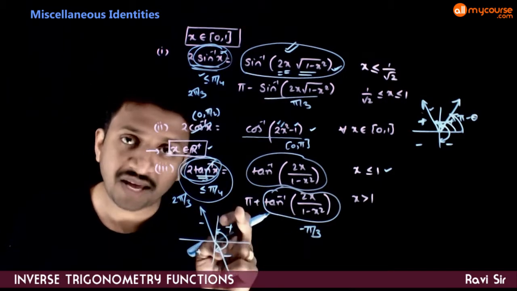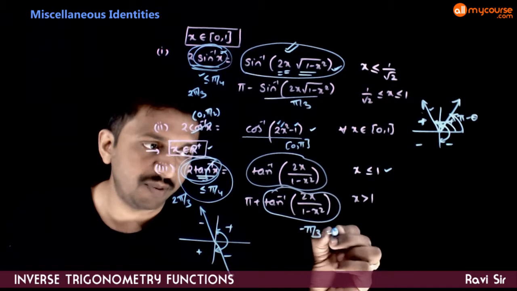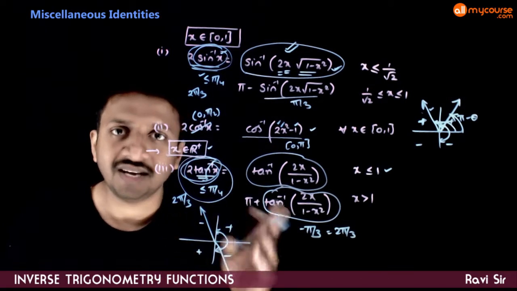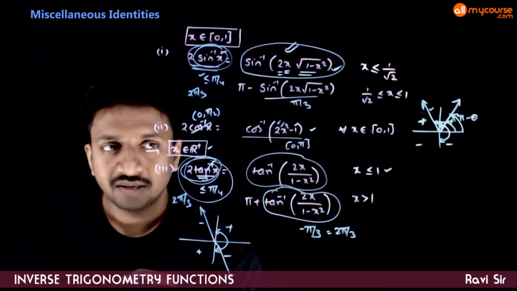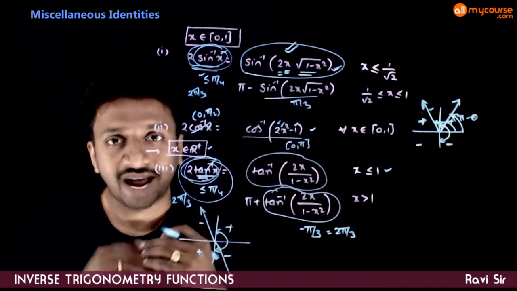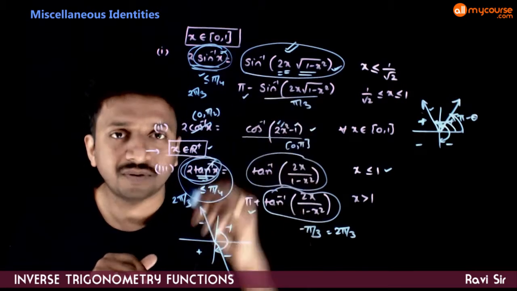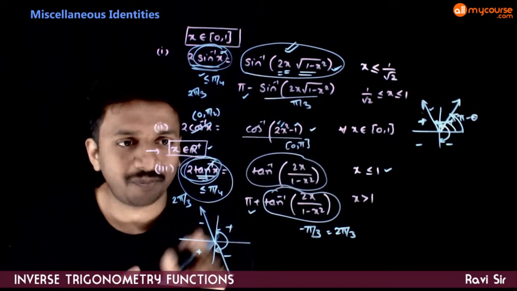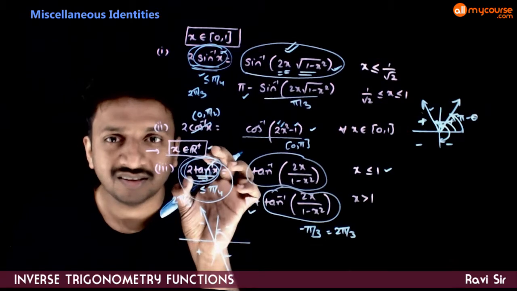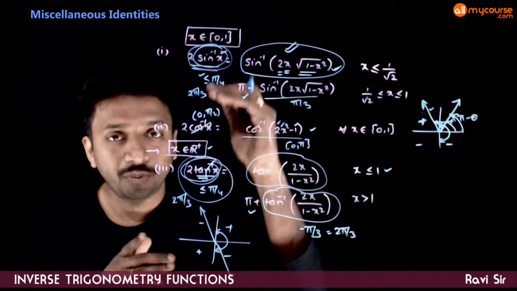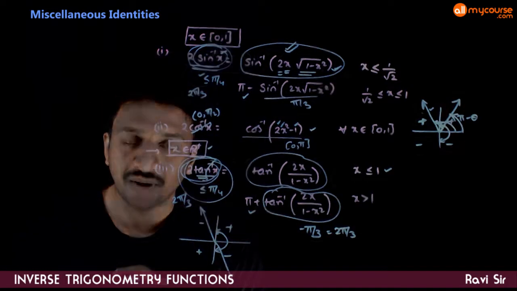So if you add pi, minus pi by 3 will become 2 pi by 3. That is how you equate the LHS and RHS. So inverse trigonometric identities involve this basic manipulation of the formulas depending on where the angle lies. So I hope you understand all this formula.